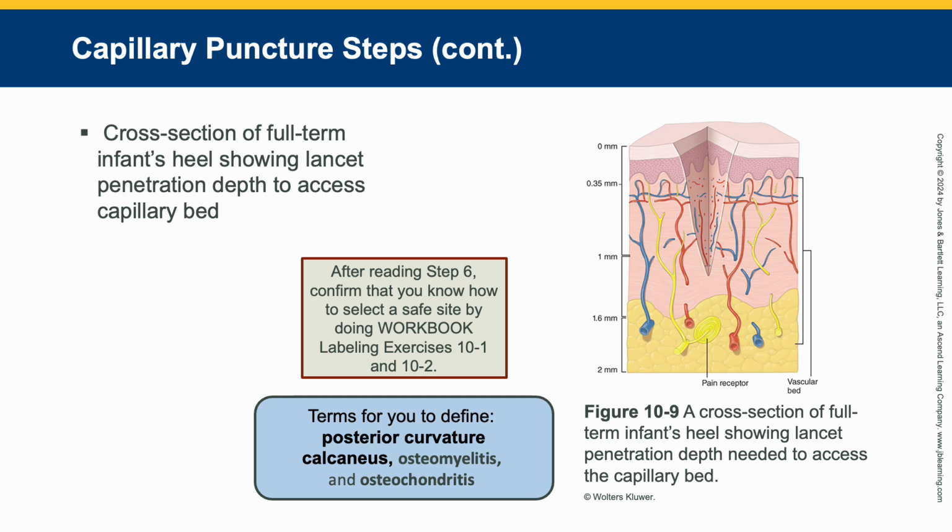That calcaneus bone, especially in smaller premature infants, may be as little as 2.4 millimeters below the skin surface on the plantar surface, which is the sole or the bottom of the heel, and half that distance at the posterior curvature. Okay, so punctures deeper than this can cause bone damage, but this is, in that heel, the best area for the primary blood supply.